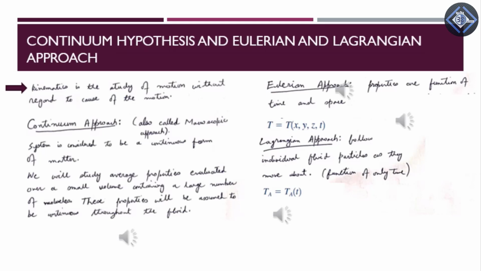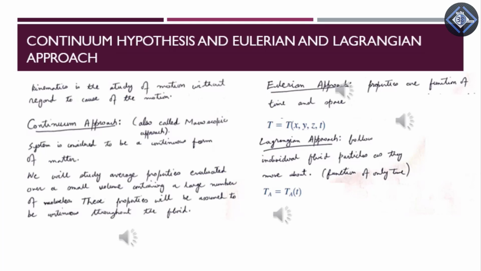Before moving further, I would like to describe the continuum hypothesis or continuum approach, which can also be called the macroscopic approach. In the continuum approach, we assume the system to be a continuous form of matter. So we say that we study average properties that are evaluated over a small volume containing a large number of molecules so that we can neglect the spaces between the molecules, and the properties that we measure are assumed to be continuous throughout this fluid. So that is what we call the continuum hypothesis.